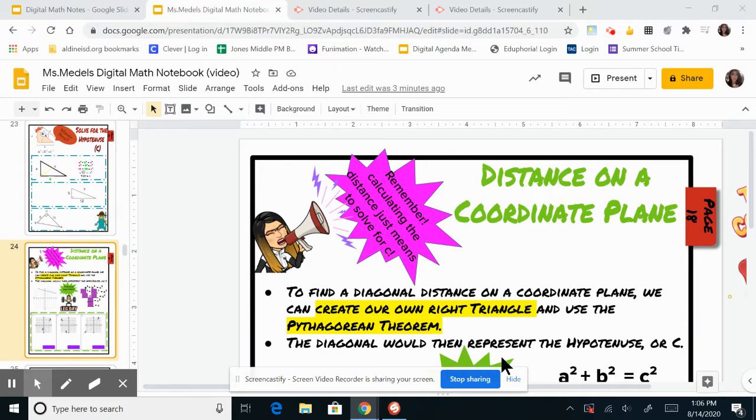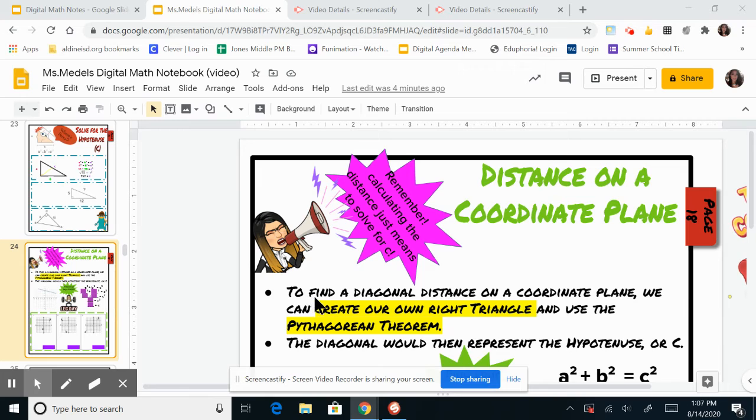Good morning, guys. We are going to do notes on distance, how to calculate distance on a coordinate plane. And I want you to notice my little Bitmoji here. I'm screaming that you need to remember that calculating the distance just means that we're solving for C. Okay? We're just solving for C.